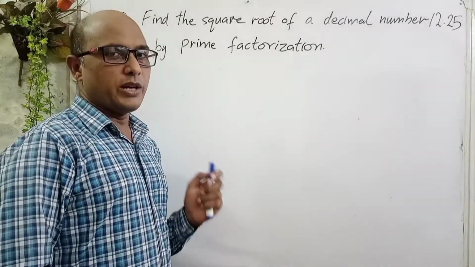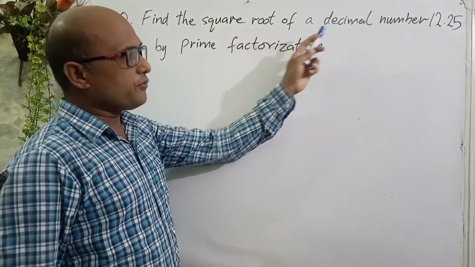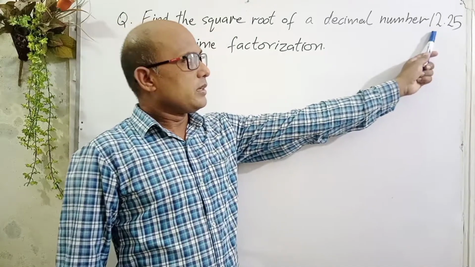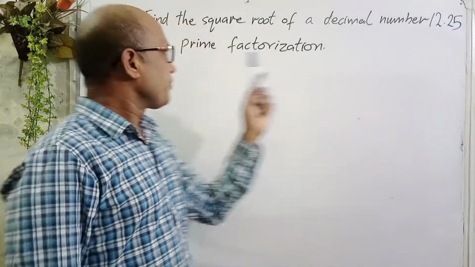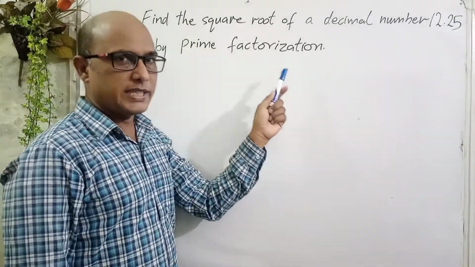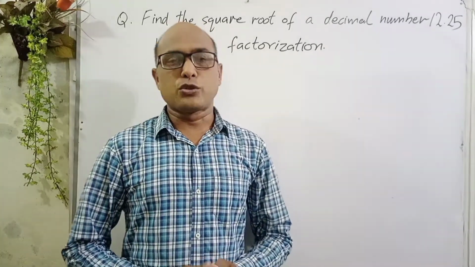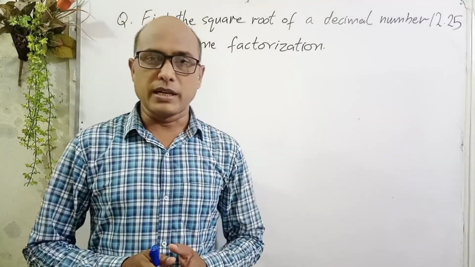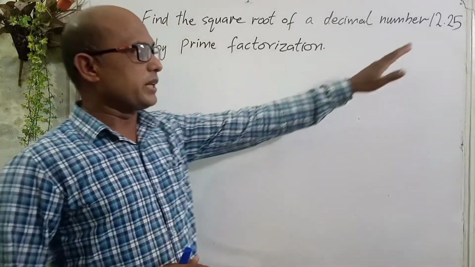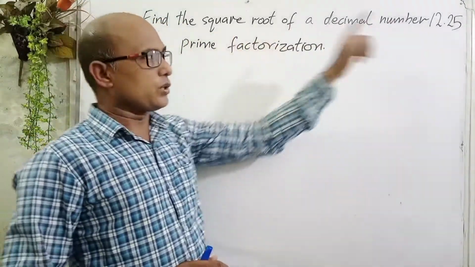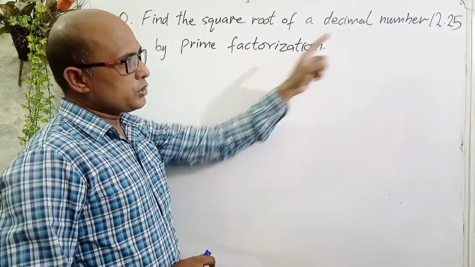Students, we'll learn today to find the square root of a decimal number. 12.25, we are given a decimal number 12.25, by prime factorization. Students, in the previous classes we learned how to find the square root of a simple number, how to find the square root of a fraction. Now we'll learn today how to find the square root of a decimal number, first of all by prime factorization. So let's start.